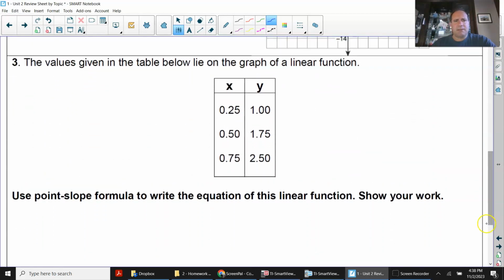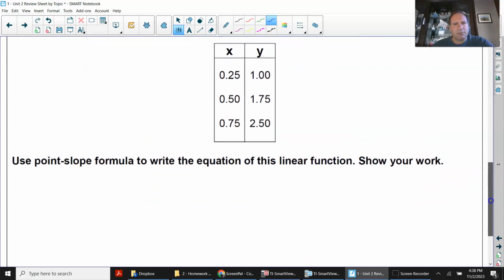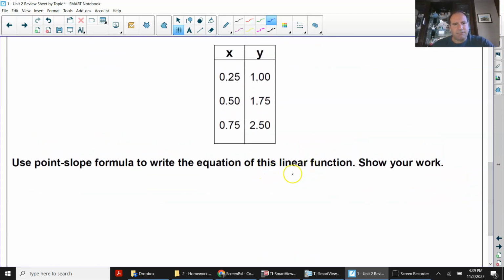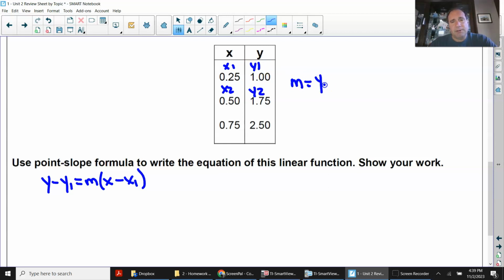The values given in the table below lie in a line of a linear function. They're telling you it's linear. Use the point slope formula to write the equation of this linear function. So point slope formula is y minus y1 equals m times x minus x1. That is point slope. So we're just going to go ahead, x1, y1, x2, y2. All right, so we need the slope. So I'm just going to put the slope formula down, y2 minus y1 over x2 minus x1.